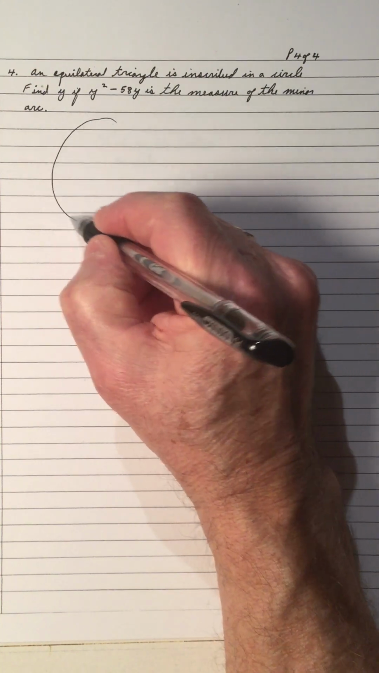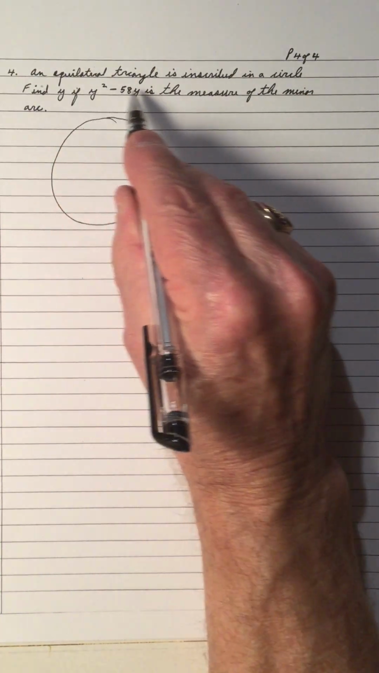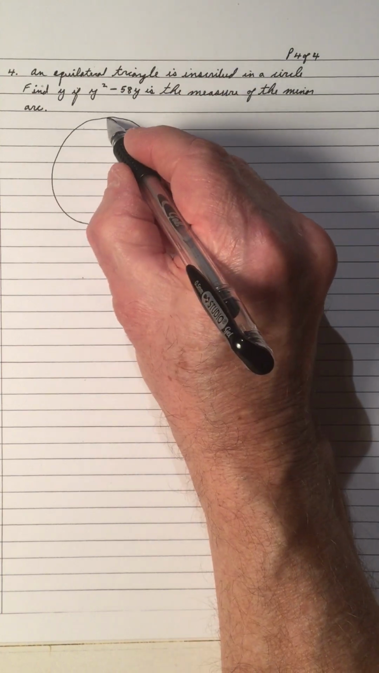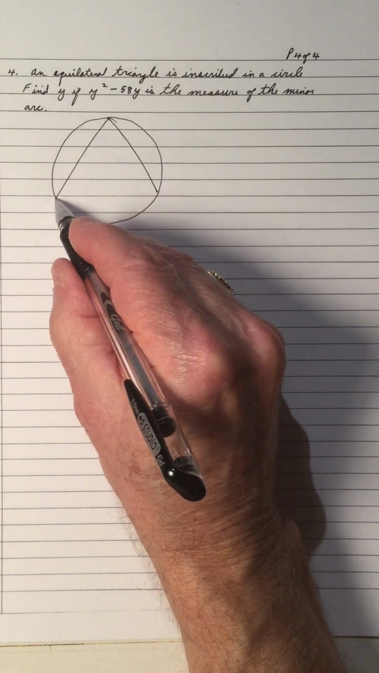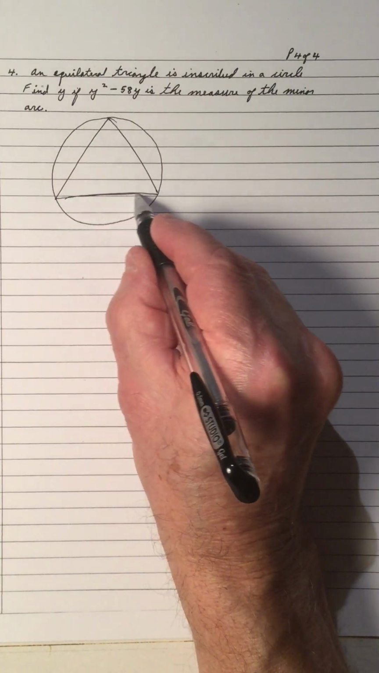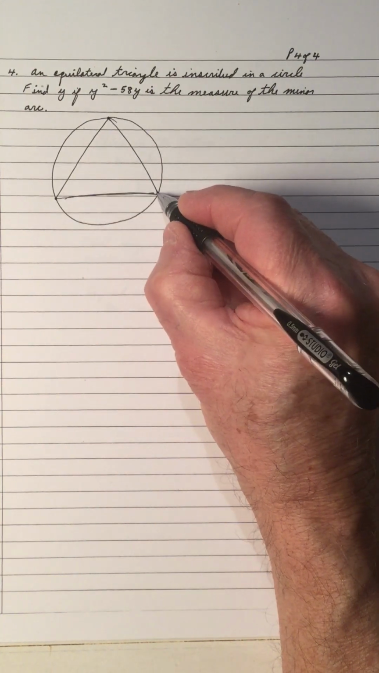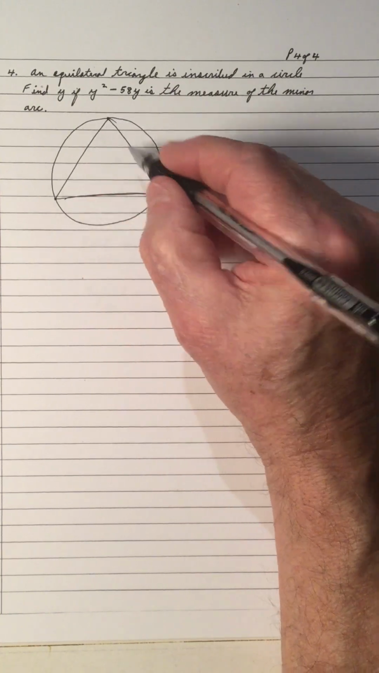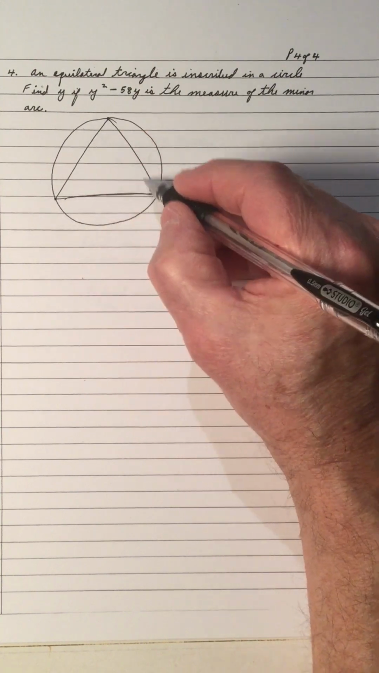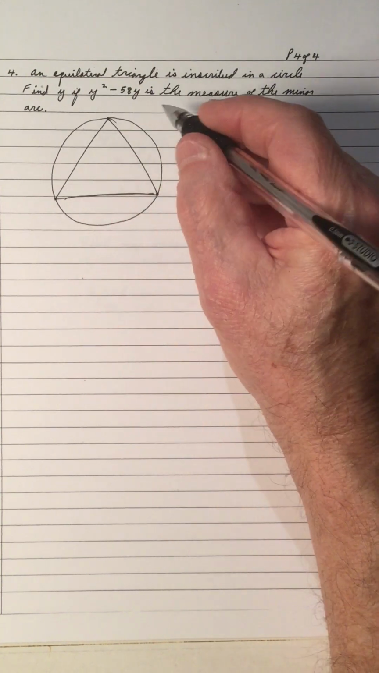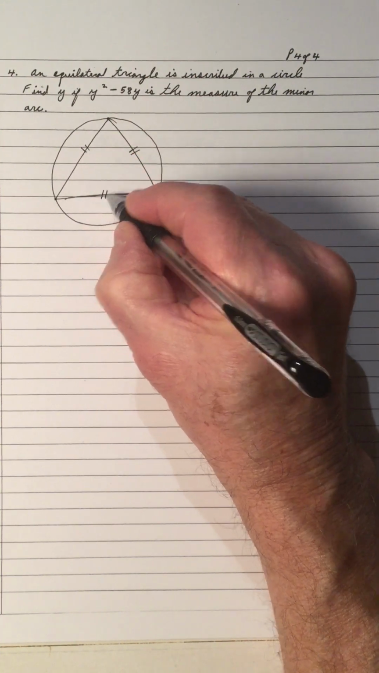So let's draw a circle. When they say a triangle is inscribed in a circle, they mean that all the vertices of the triangle are on the circle. So this is an equilateral triangle whose vertices are points on the circle. Because the vertices are on the circle, we say this triangle is inscribed in the circle. Because it's an equilateral triangle, all the sides are equal.